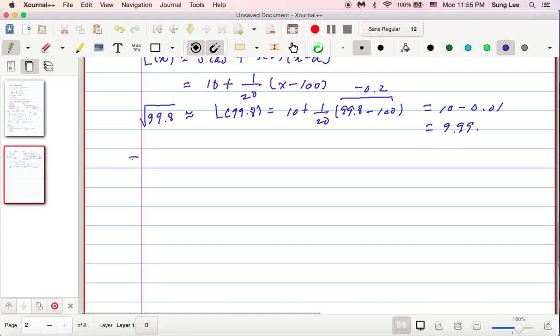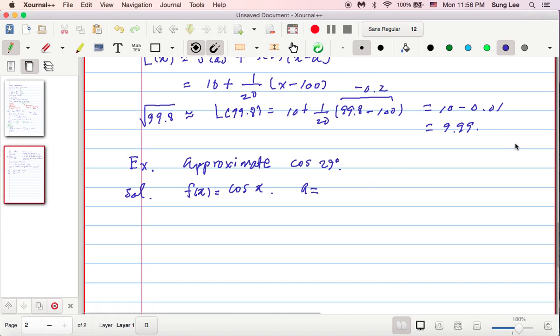Okay, so next example here, we want to approximate cosine 29 degrees. By looking at the quantity, it is easy to figure out what f of x should be. That is obviously cosine of x. That's the function. And what about a?